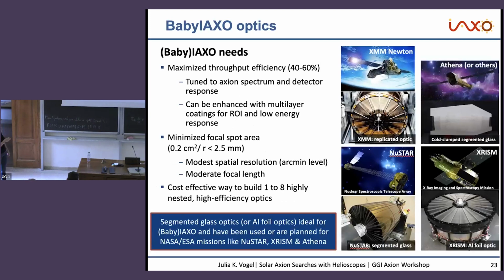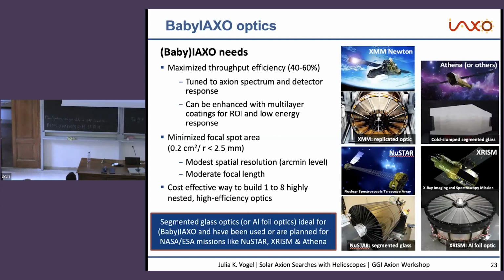So what are our needs for IAXO? We need 40 to 60% efficiency. That's the goal for BabyIAXO. We want to push that to 80% for IAXO. And this response needs to be, of course, tuned to the expected axion spectrum as well as the detector response. So, for example, if we want to be sensitive to low energy axions from axion-electron coupling, we need to take that into account when we build the optics and the detectors, obviously.